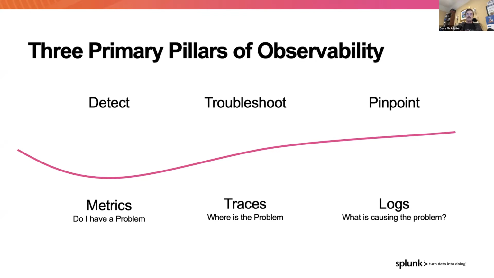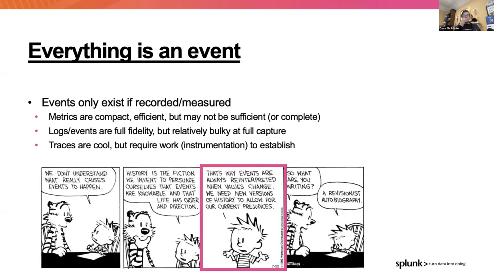So shorthand, everything's an event, but events only exist if they're recorded or measured. Or the standard saying, if a tree falls in the forest, it makes a sound. If you don't record it, if you don't measure it, and you don't keep it, it didn't happen. And so each of these pieces has its own aspects of things that we need to keep in mind for this. Metrics are compact, they're efficient, they're blindingly fast.